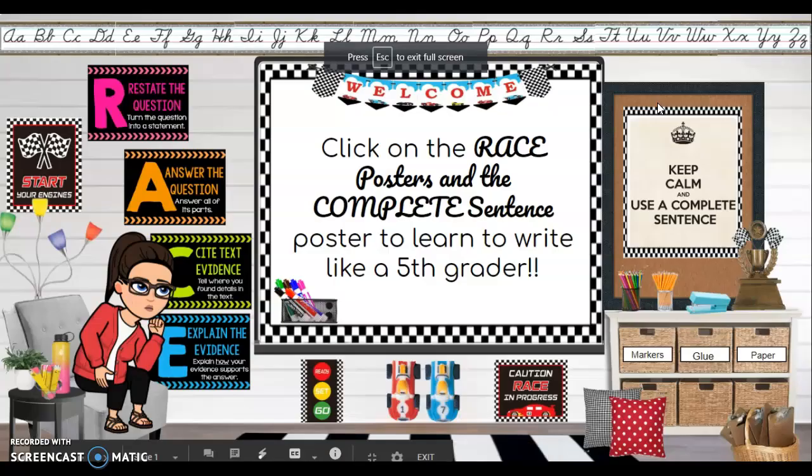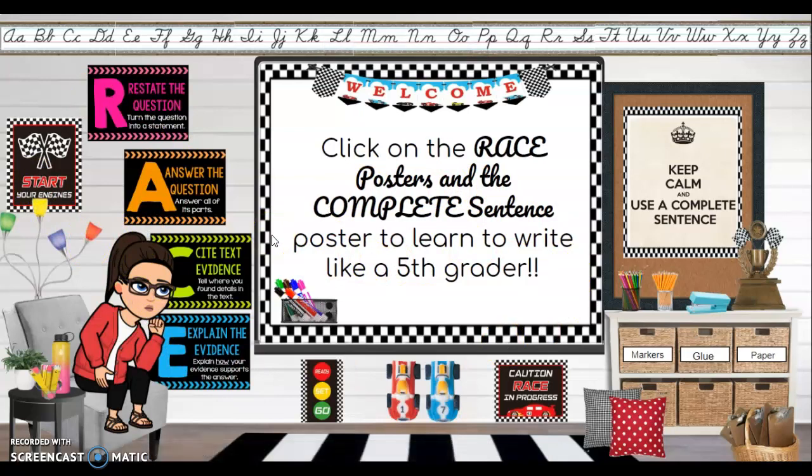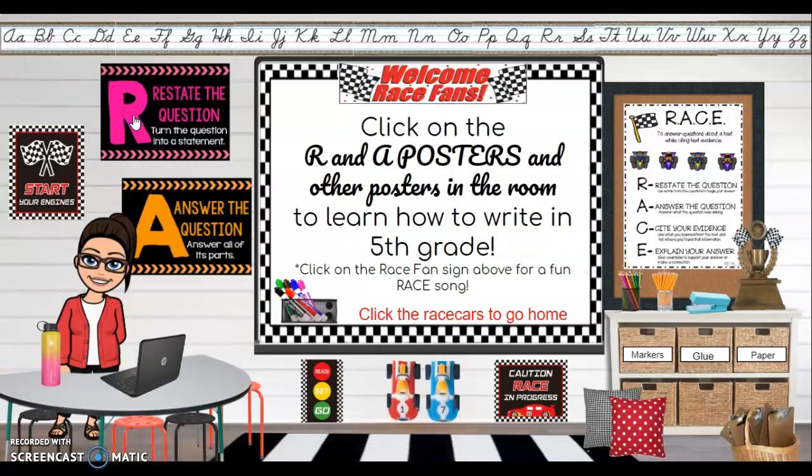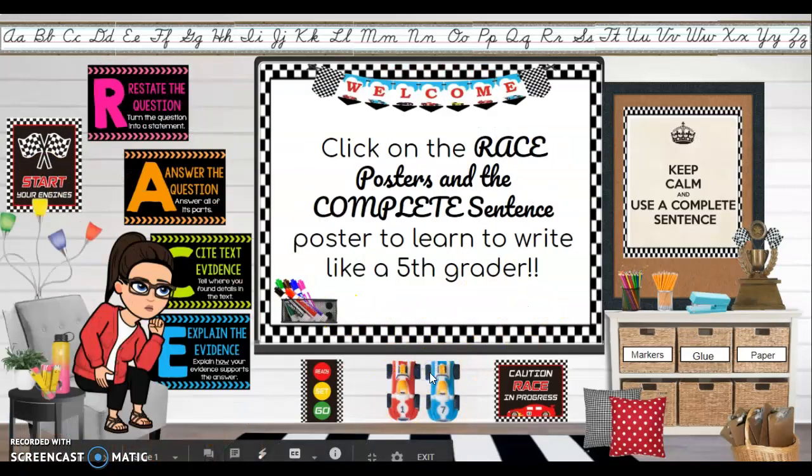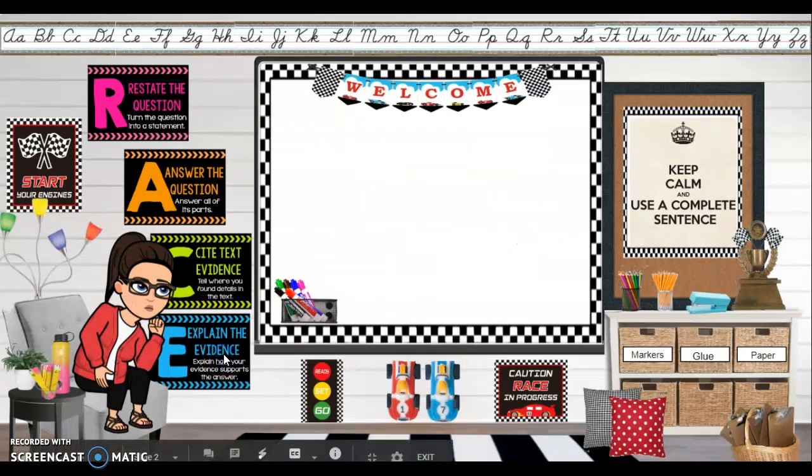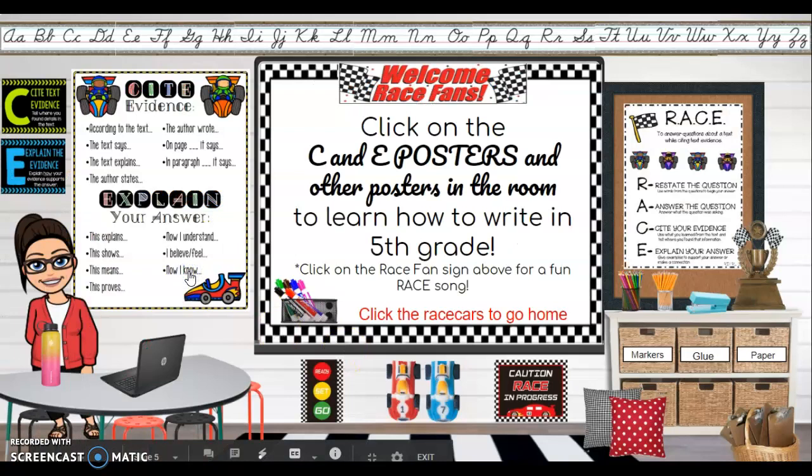If I go into present mode, you can see that here's the room, and there are live links around. If you click on the R, it changes to another link. Click on the race cars to go home. If you click on the race cars, it takes you back to the main screen. You can click on the E to explain your evidence. You can click on the C to cite your evidence.